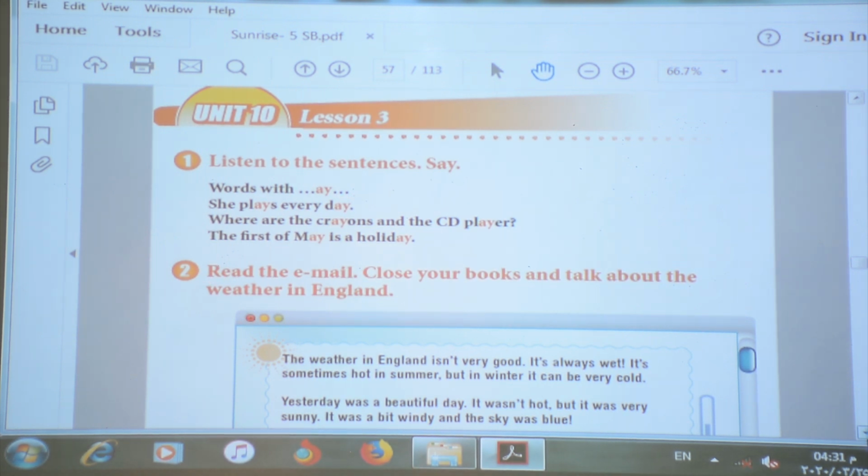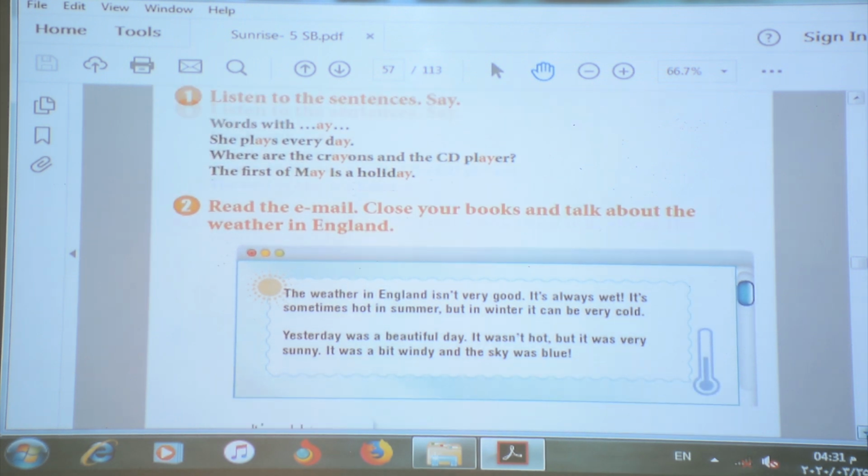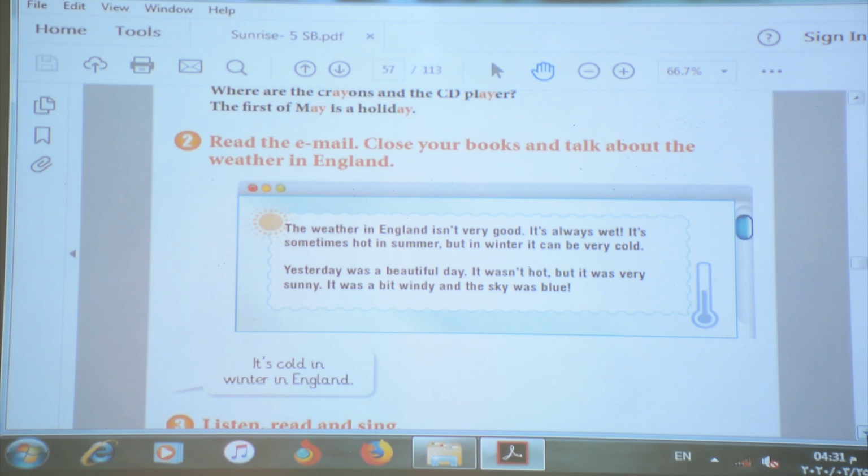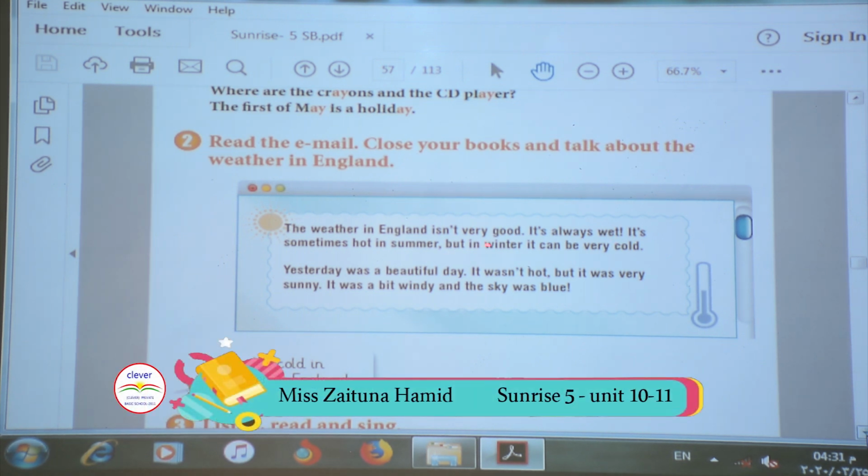If you look at this email, number 2, this email is about the weather in England. We studied the weather in Kurdistan. Now we are studying the weather in England, okay? And it's an email. Look. The weather in England isn't very good. It's always wet. It means it's always wet or rainy or cloudy. It's sometimes hot in summer. But in winter, it can be very cold.